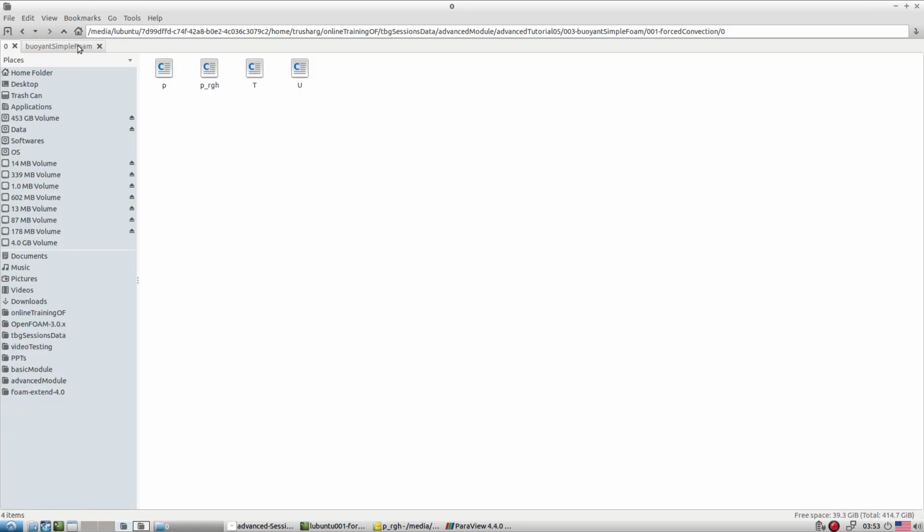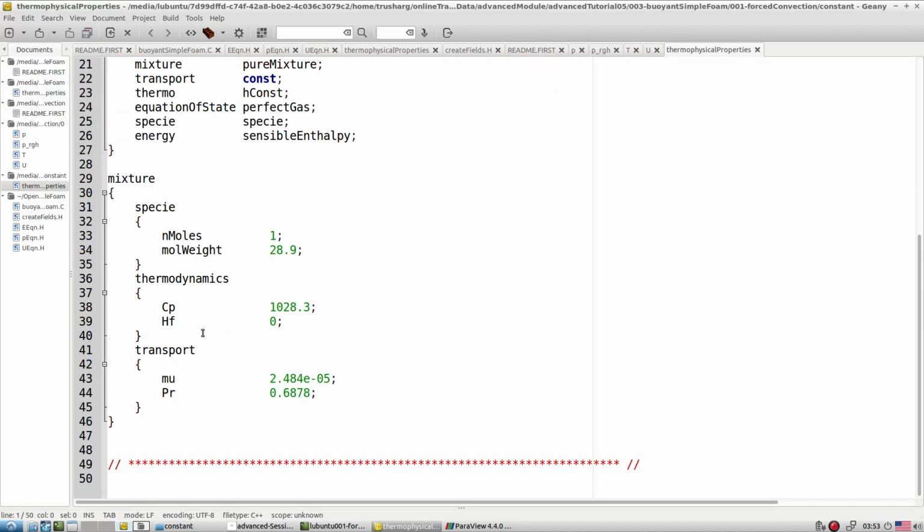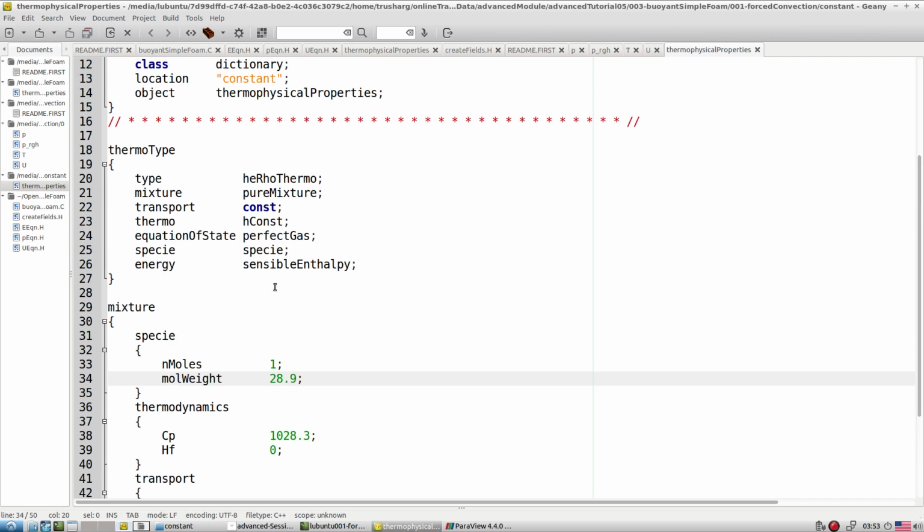What else in the thermophysical property? Here we specify the Prandtl number, viscosity, Cp value, molecular weight and all these things, and we're going to work with the perfect gas as the equation of state to quantify the pressure out of it. And rho h thermo, so based on that it tries to calculate the rho. For rho calculation we are relying on that particular class of options.